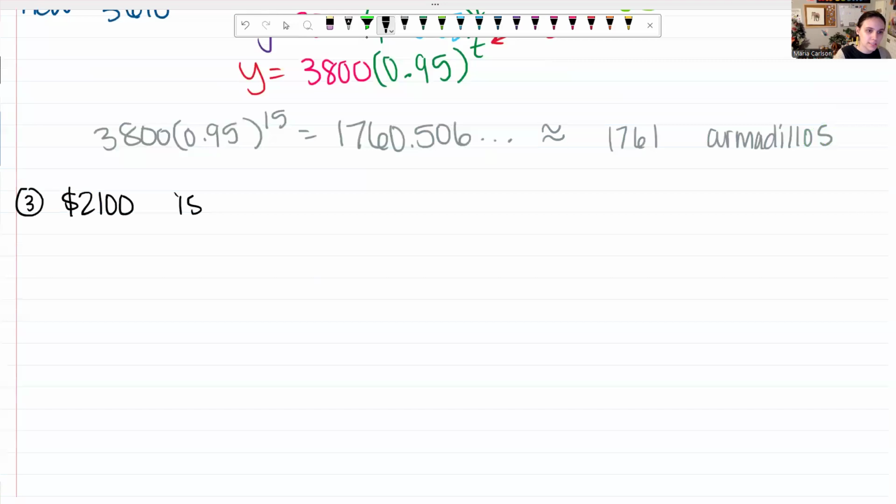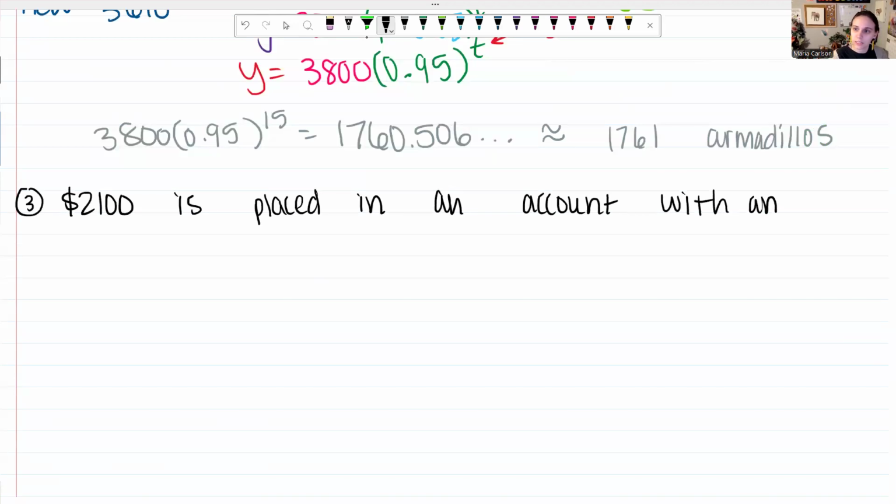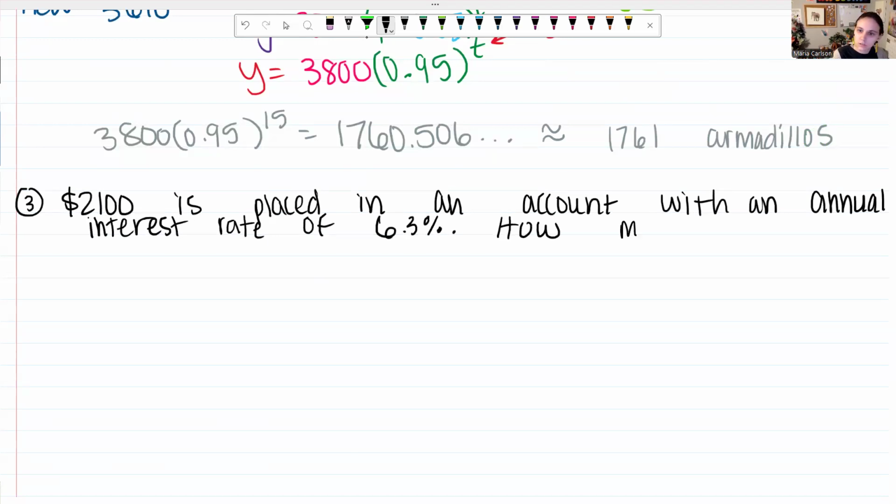$2,100 is placed in an account with an annual interest rate of 6.3%. How much will be in the account after 24 years?